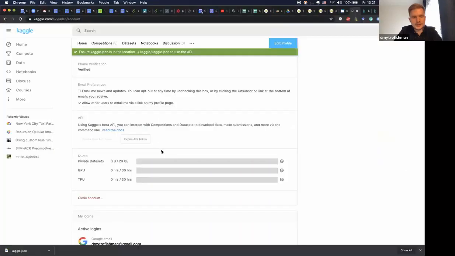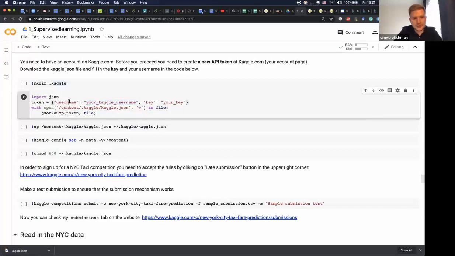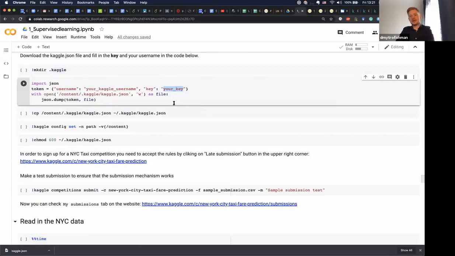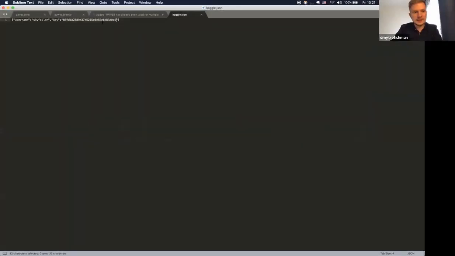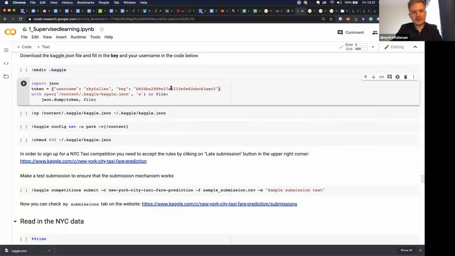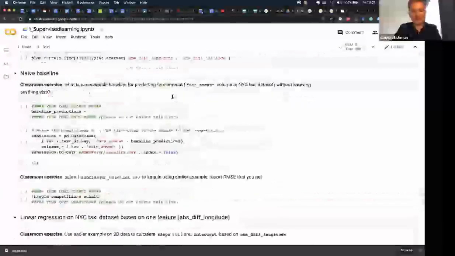And if you go back to the Colaboratory, you will see that you need to enter your Kaggle username and your key. After this, we can work tomorrow as soon as you have done that. So you should enter your username. For me, it would be Skyfallen, and my key is this thingy here. So you should do it for tomorrow. Tomorrow we will get back to this, and we will run through the rest of the code.